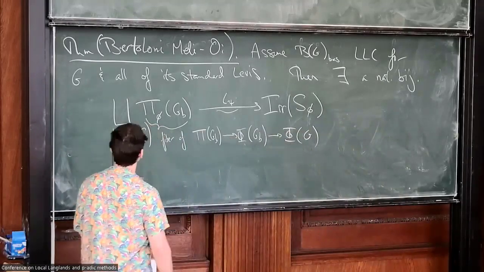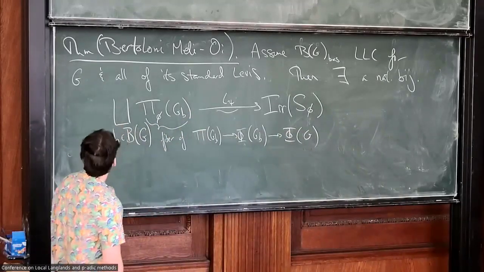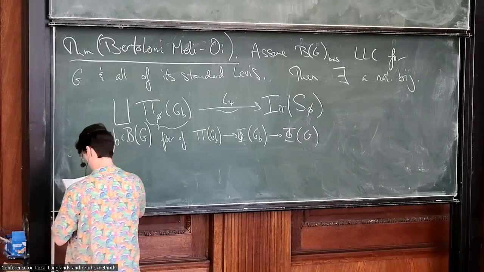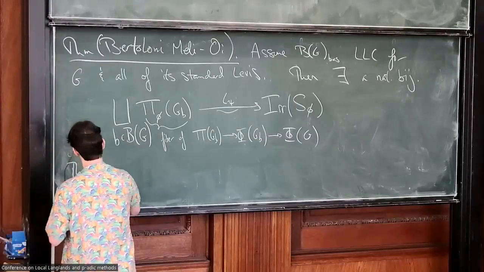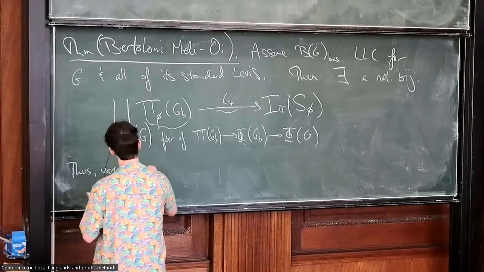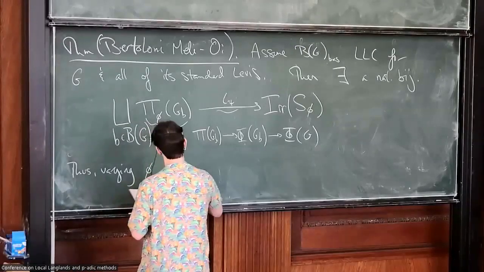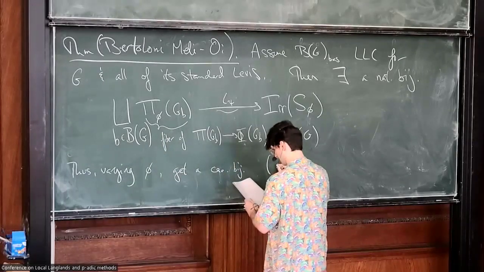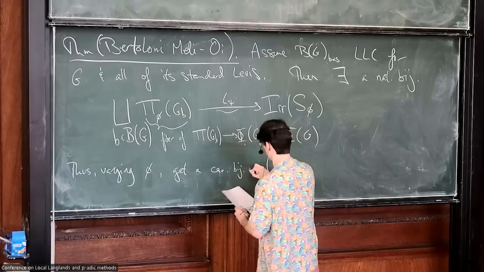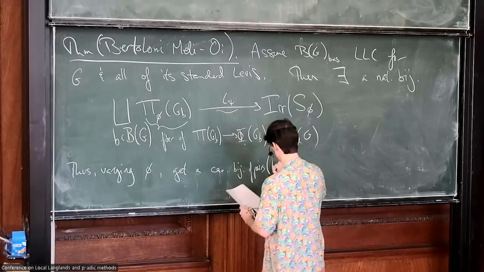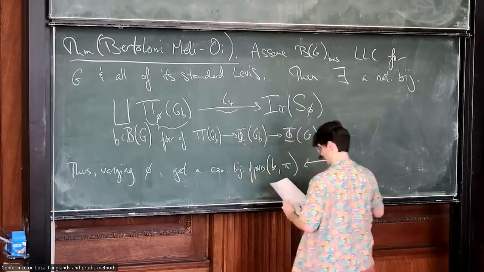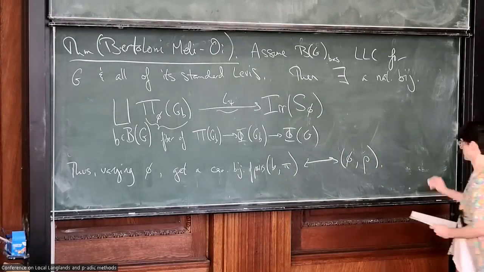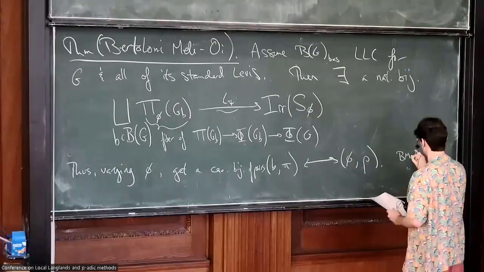And if you just stare at this for a moment and you vary phi arbitrarily, you'll see that we've actually proved a form of this bijection, or that this is literally the bijection that I claimed is true. So let me say thus, varying phi, you get a canonical bijection between exactly these kinds of pairs that I was interested in. On the one hand, you have a B and a pi, and on the other hand, phi in a row. And just so that I can refer to this easily, I'm going to call this the BMO bijection.